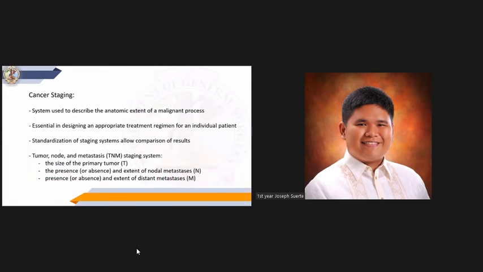So next is our cancer staging system, used to describe the anatomic extent of a malignant process. It is essential so that we can design the appropriate treatment regimen for an individual patient. Standardization in our cancer staging allows for comparison of results in different areas. Usually we use the TNM staging system, our tumor, node, and metastasis. So we deal with the size of the primary tumor, the presence or absence and extent of nodal metastasis, and the extent of distant metastasis.